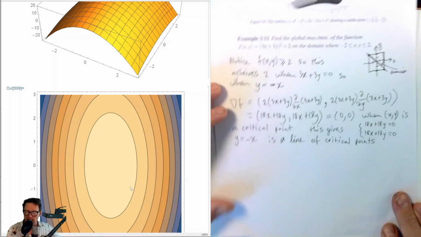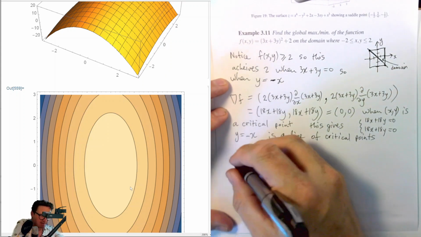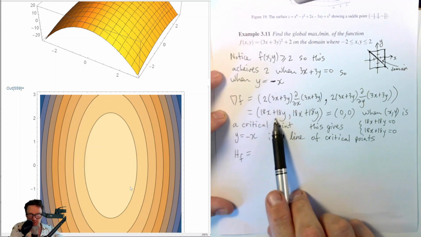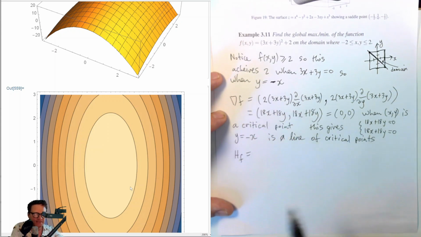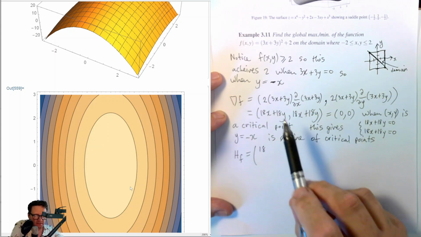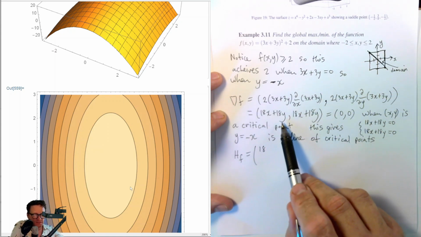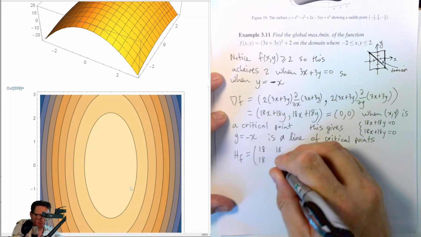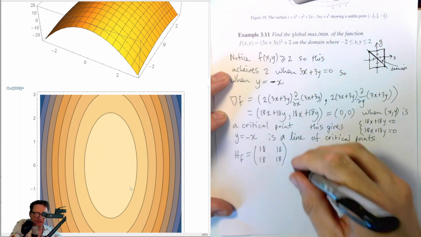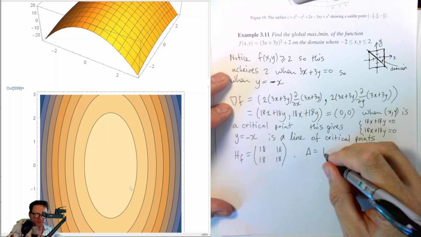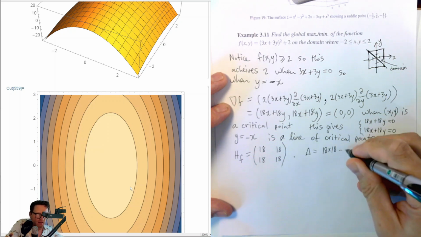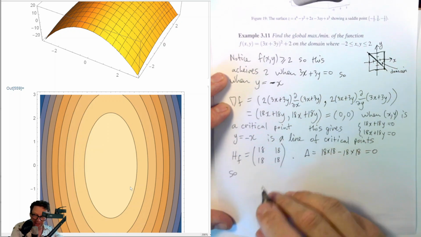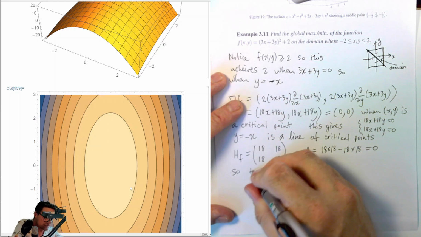All right, so now to classify, let's take the Hessian. So Hessian of f. Now differentiating this with respect to x gives us fxx. So we've got 18. Differentiating this with respect to y also gives us 18. And similarly, we've got 18s everywhere. Okay, so then the determinant of this matrix is 18 times 18 minus 18 times 18, and of course that's 0. So what we learn then is that the test is inconclusive.